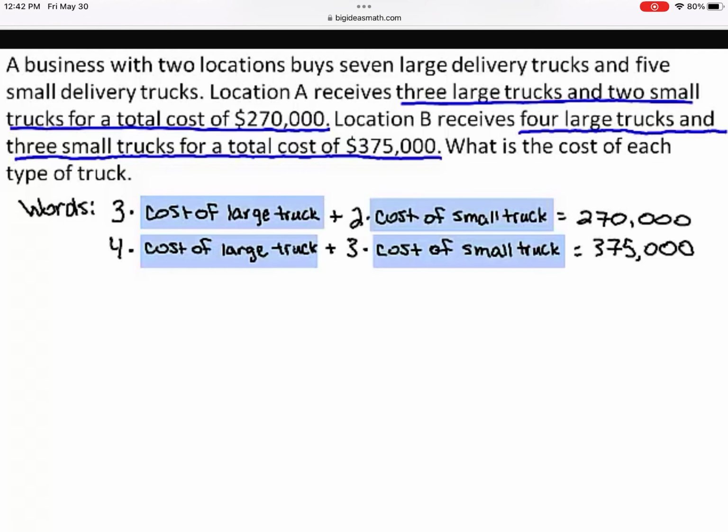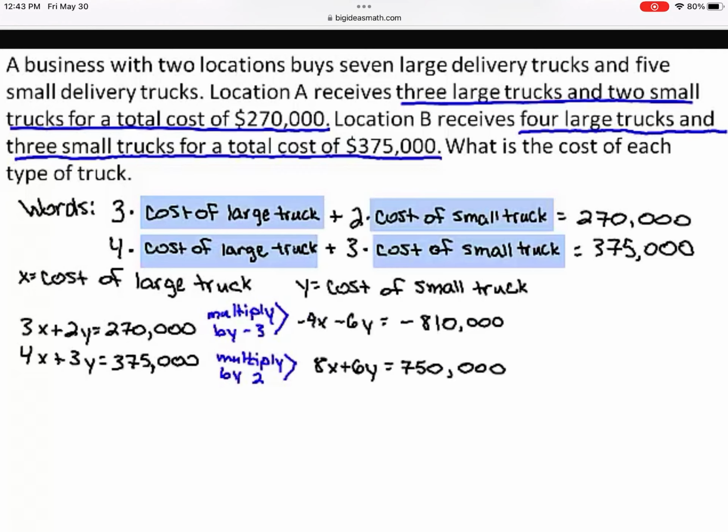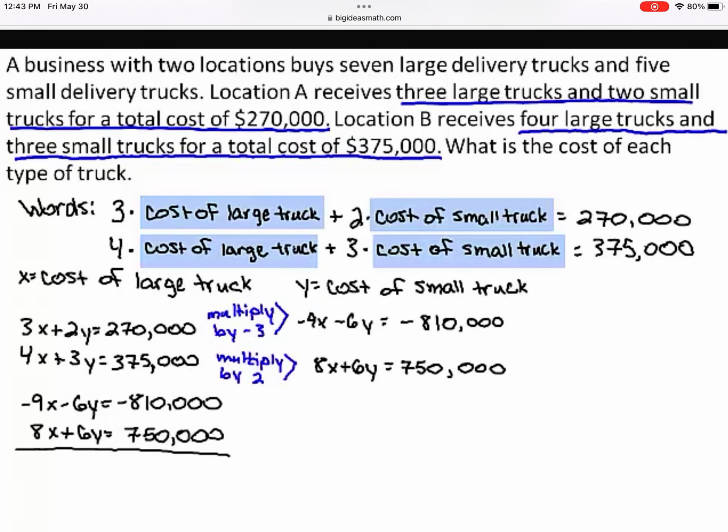Let x be the cost in dollars of a large truck, and let y be the cost in dollars of a small truck. This gives you the system 3x plus 2y equals 270,000, and 4x plus 3y equals 375,000. Multiply equation 1 by -3 and equation 2 by 2, so that the coefficients of the y terms are opposites. Now add the revised equations.